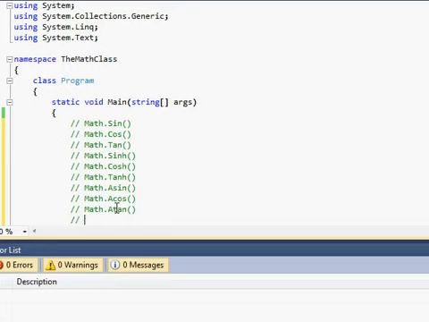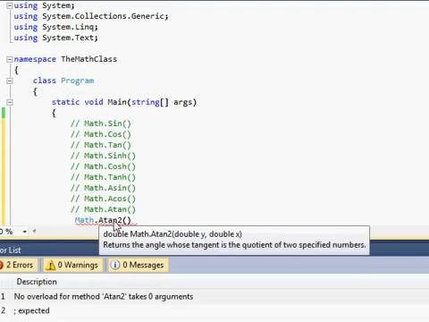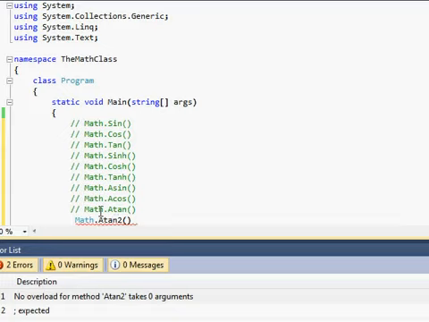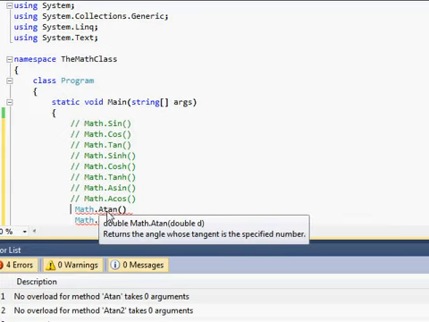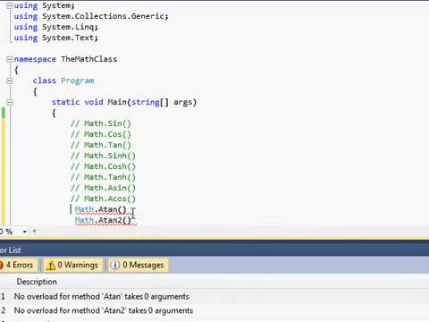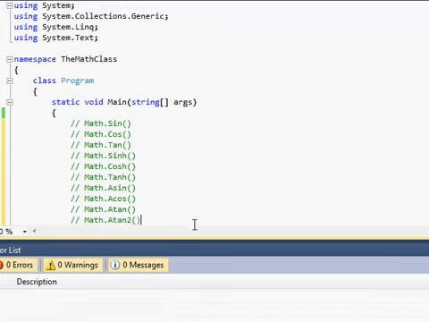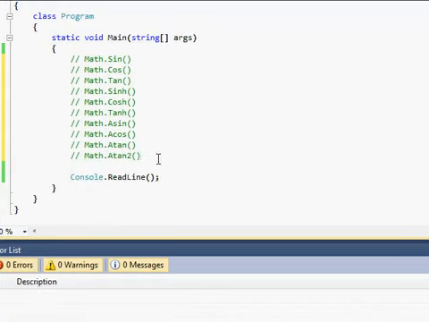And then Math.Atan2. I'm going to have to show you what that actually does. It says returns the angle whose tangent is the quotient of 2 specified numbers. I think that sounds exactly like Atan, whose tangent is a specified number. I don't really know the difference because I always thought the tangent was the quotient of 2 specified numbers. But anyways, those are those methods.